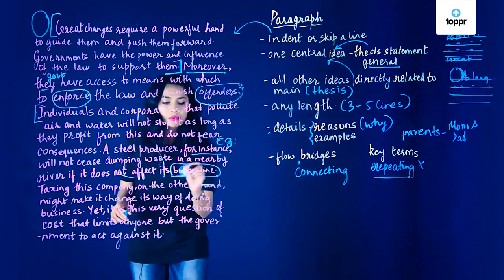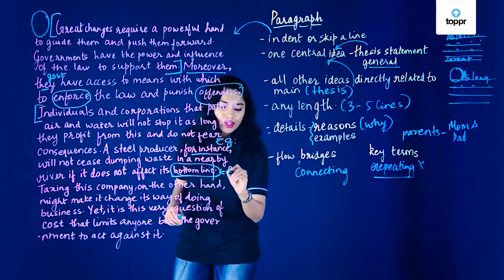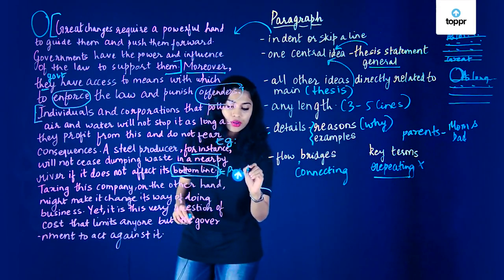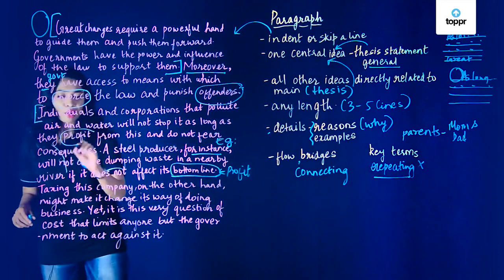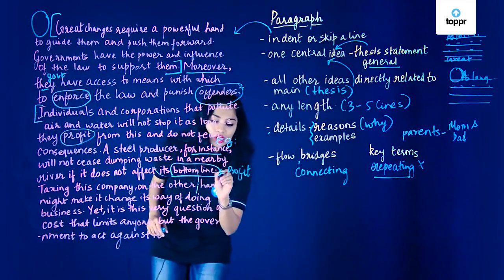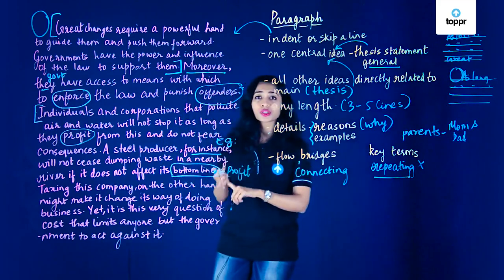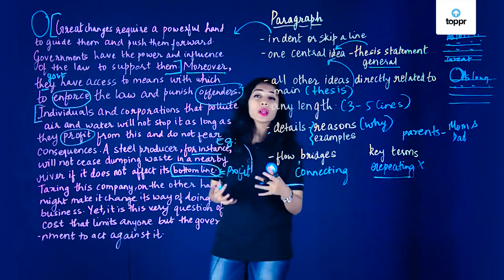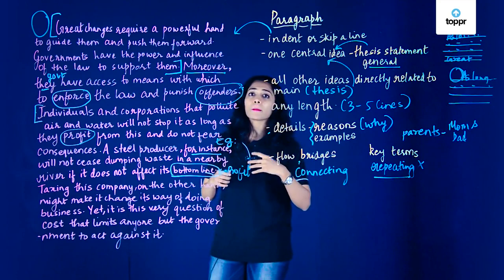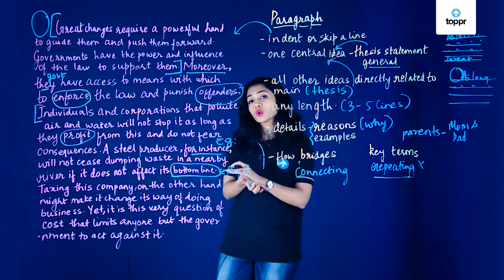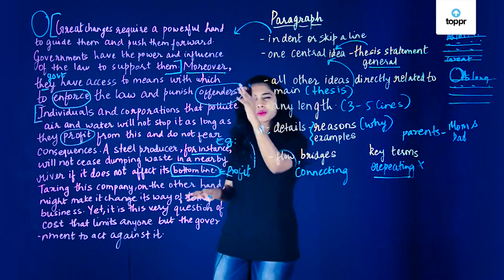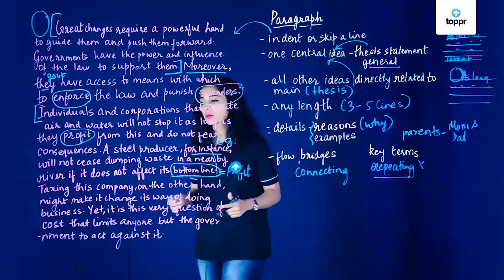What is a bottom line? A bottom line is profit. I have used a different word for profit here. So if you all see, I have profit here and I have profit here, but I have used a different word, which is bottom line. So you all will have to learn about new words and improve your vocabulary so that you all don't use the same words again and again, which makes the paragraph monotonous.